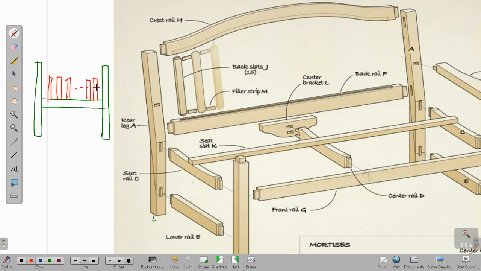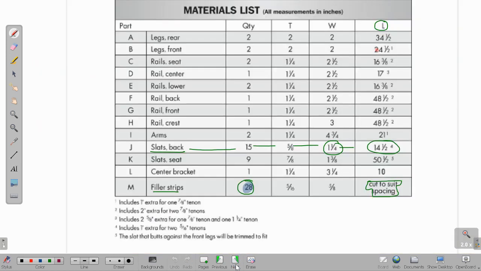What is given is that between each of them we have a filler strip. I'm going to use another color for the filler strip. There is filler strip number one, filler strip number two, and so on, 14 at the bottom and 14 on top. Here there is no filler strip between the leg and the first backslat. The filler strip is only between backslats. That is what is being mentioned.